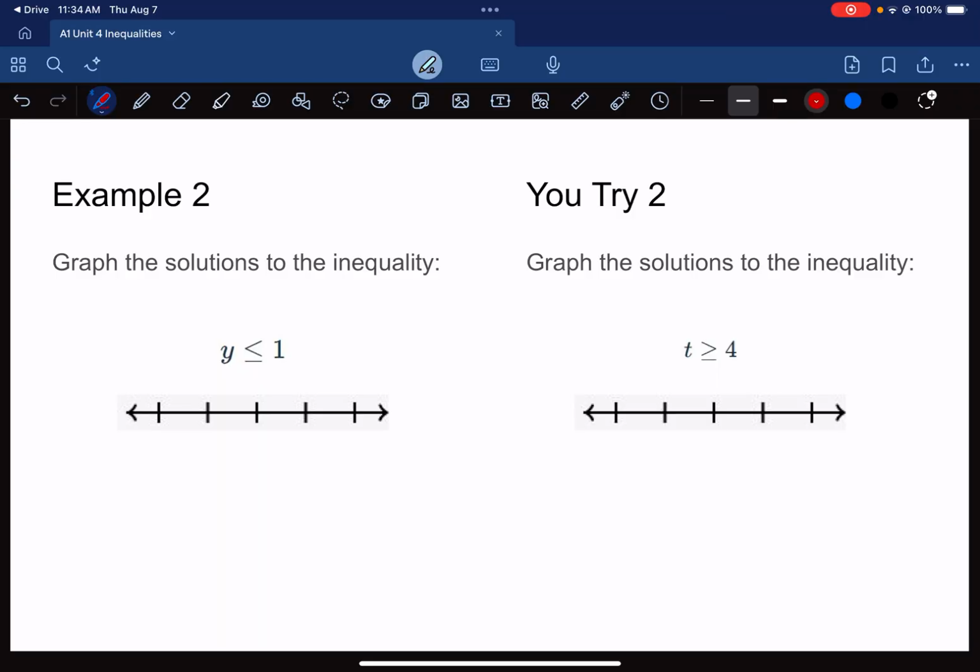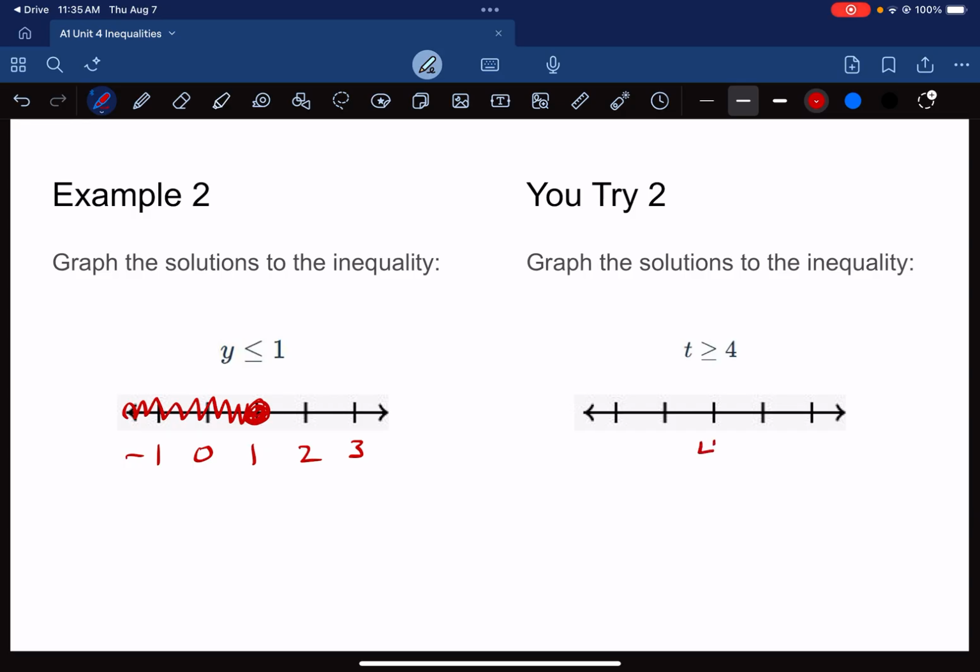So example 2, here we got y is less than or equal to 1. So 1's going to go in the middle. That's going to give me a 2, 3 to the right, and a 0, -1 to the left. I'm going to use a solid dot this time. And I'm going to shade values that are less than 1. Less than is left. You try the second one. Start the video when you're finished.